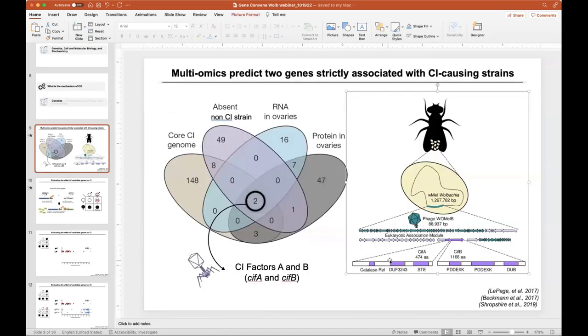Okay. So SIF A has three domains, right? Catalase-rel, there is DUF, which is a domain of unknown function, and STE, which is a sterile transcription factor. SIF B has PDD, EXK, dual nuclease domains, and a DUB domain, which is a deubiquitination domain. So folks in early 2017, 2018 showed that SIF B from WPIP has an active DUB domain, because they tested the active sites that were important for cleaving ubiquitin chains of the substrate. They showed that the nuclease domains, these two PDD EXK, in SIF B from WPIP were inactive because they don't have catalytic sites, as I mentioned earlier.